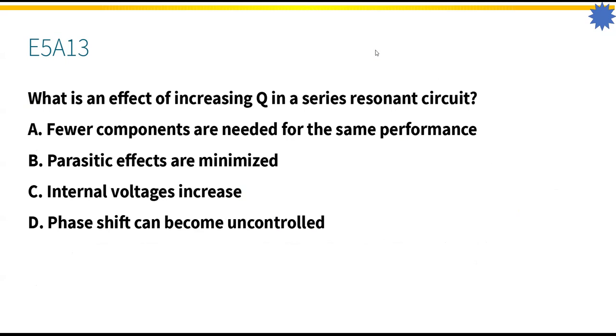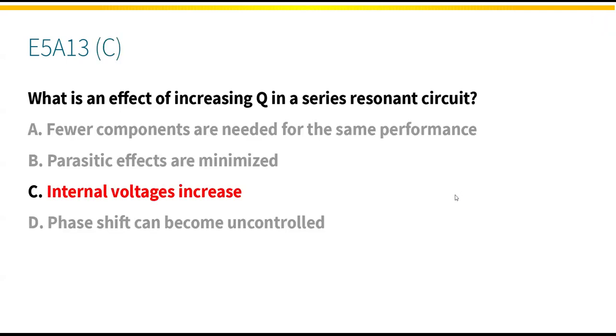What's an effect of increasing the Q in a series resonant circuit? We talked about this a little while ago. Charlie, definitely. Because the current's the same in all of them, so the voltage increase is multiplied by the Q.